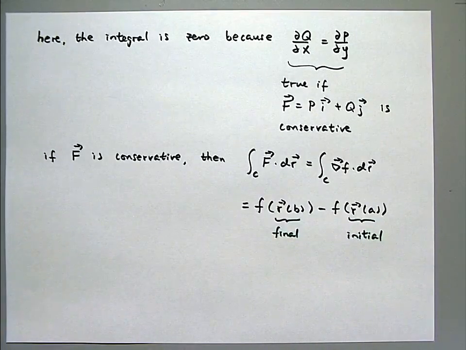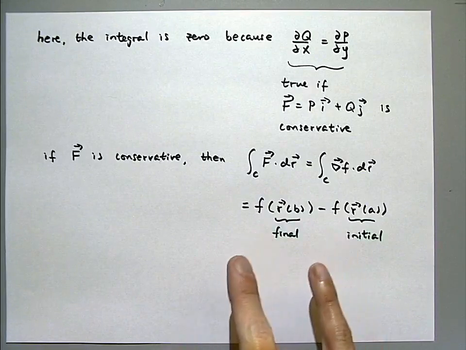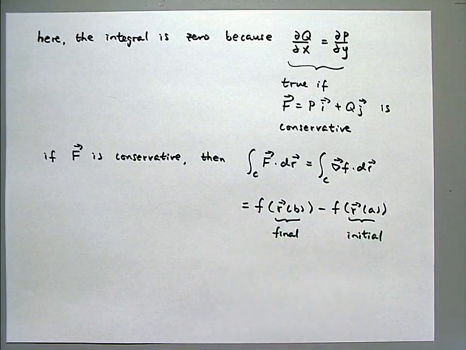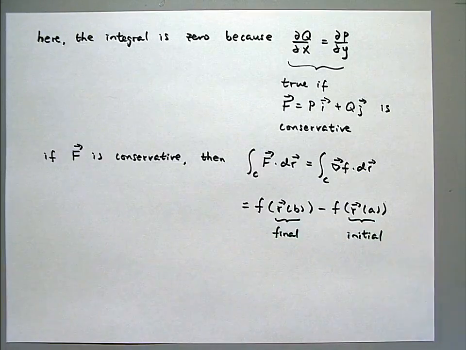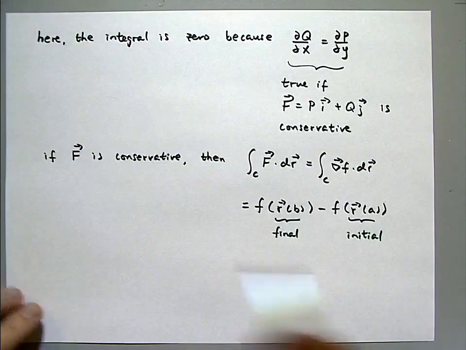So notice you don't even need to know what little f is. If you start and end at the same location, this will always be 0, regardless of what little f is. And that's what we got going on here. We started and ended at the same point over a conservative vector field. So that's a very important thing that I want to keep in mind.